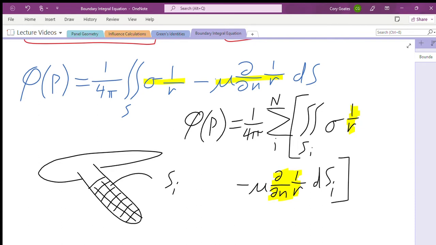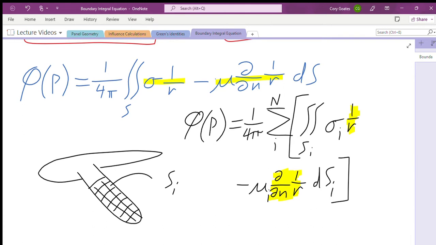We've got a whole bunch of chunks, and we've defined that we're taking the integral over each one of these chunks. What we're also going to do is define that we have some analytic distribution of source and doublet strength over each chunk. So now I've got sigma I and mu I. And we can make this really any kind of distribution that we want. This is one of those knobs that you have to turn when you're developing a panel method.